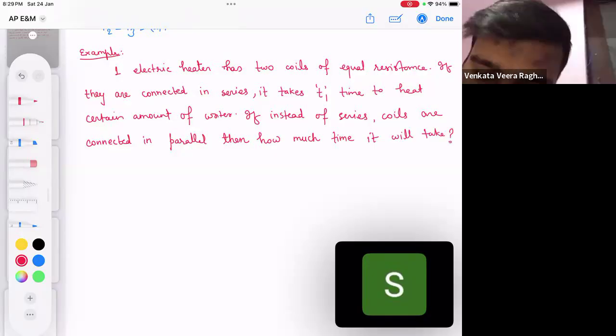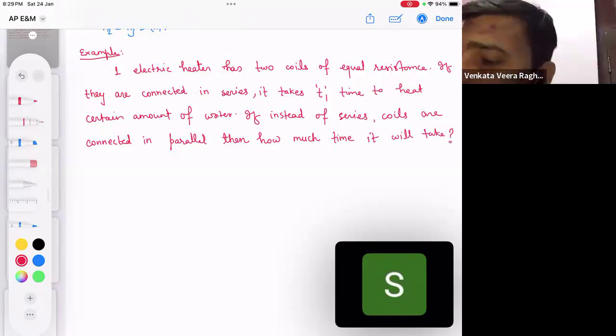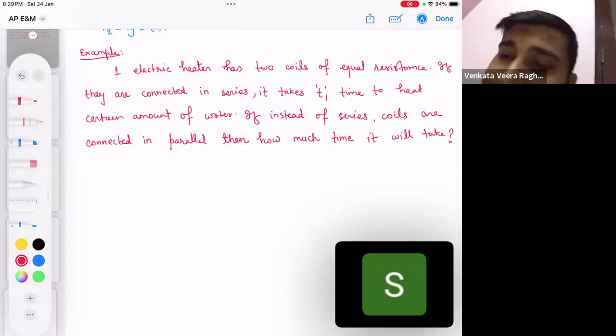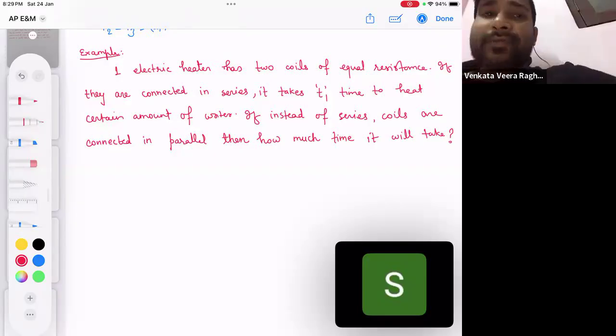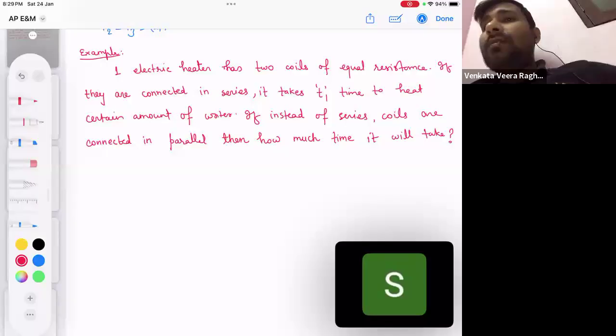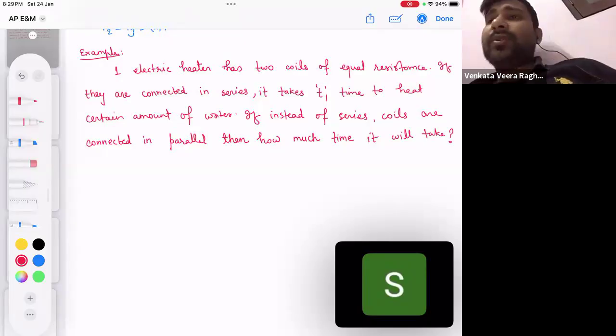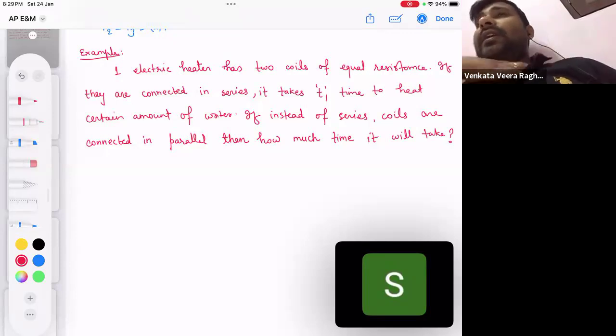Do you understand the question first or not? Please tell me. First, try to understand the question. Once you understand the question, definitely the answer can come. But first of all, tell me, do you understand the question? What is given? Actually, please try this question and tell me how much the answer is coming. Both have equal resistance.